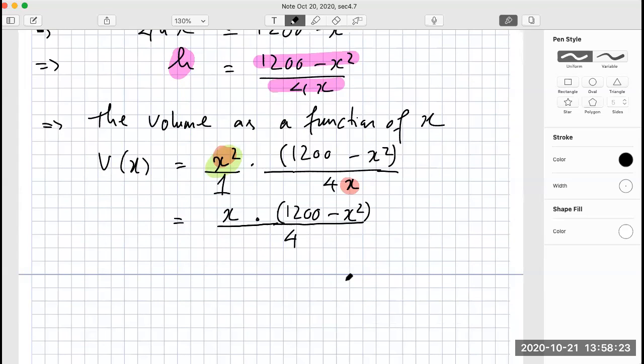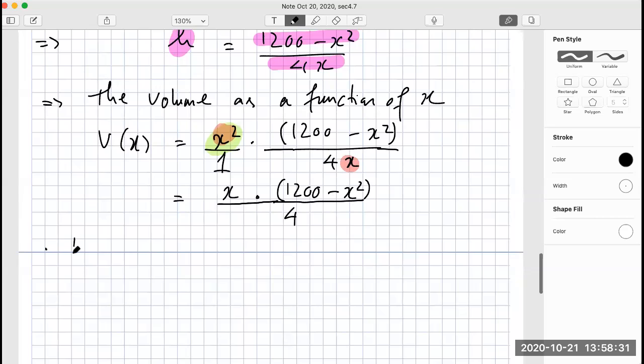Now, the same story. In order to find the max and the min, we need to take the first derivative of the volume.